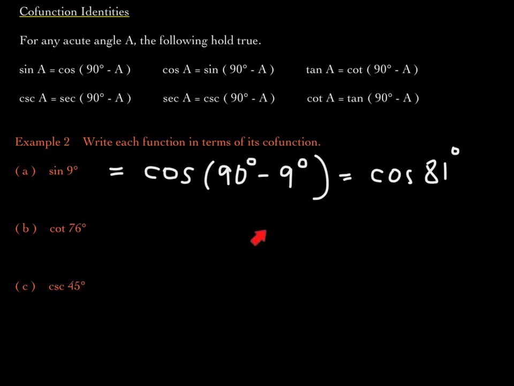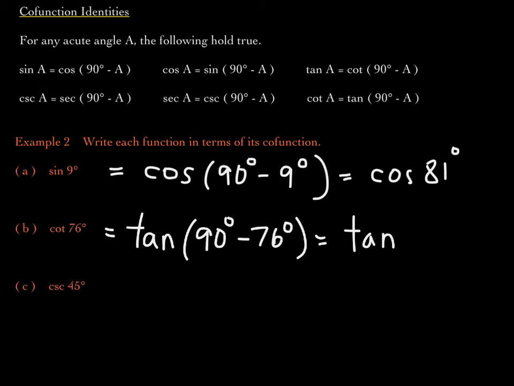Sine and cosine are cofunctions. 9 degrees and 81 degrees are complements. Cofunction values of complementary angles are equal. Cotangent of 76 degrees is equal to tangent, that's its cofunction, of the complement of 76 degrees, which we can find by subtracting 76 degrees from 90 degrees. So tangent of 14 degrees is equivalent to cotangent of 76 degrees.